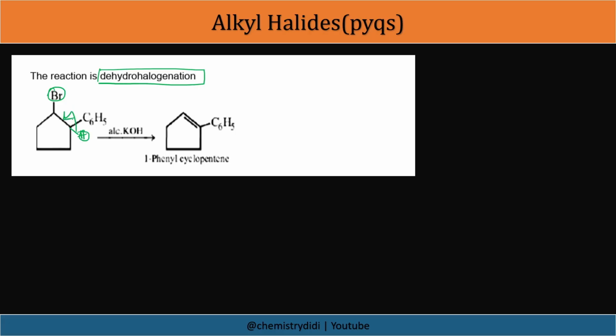When this base abstracts this hydrogen, this bond shifts towards this one and this will leave. So that's how it forms an alkene, plus we'll get HBr. Here Br and H are getting removed, so that's why it is a dehydrohalogenation reaction.